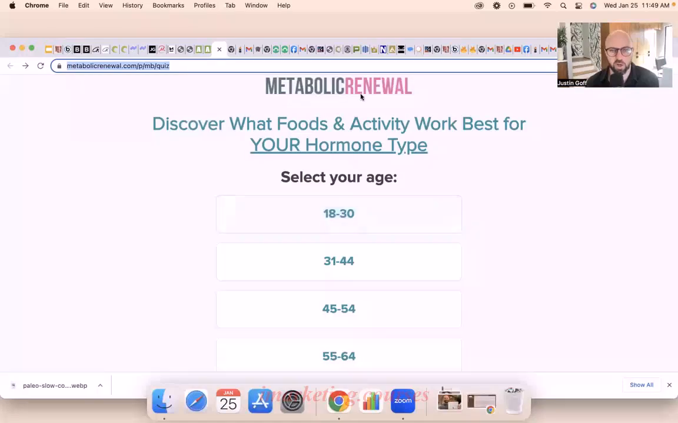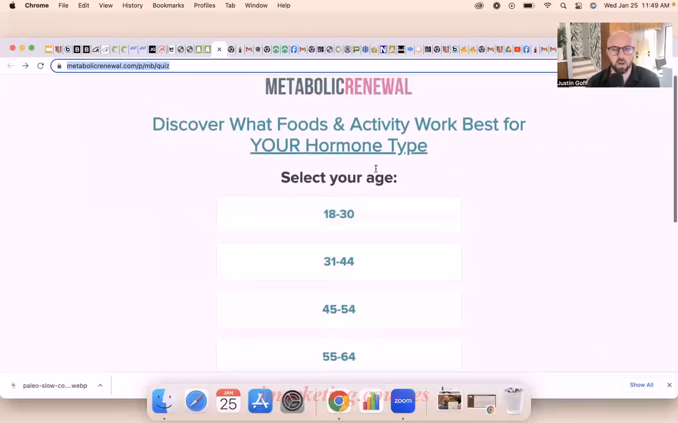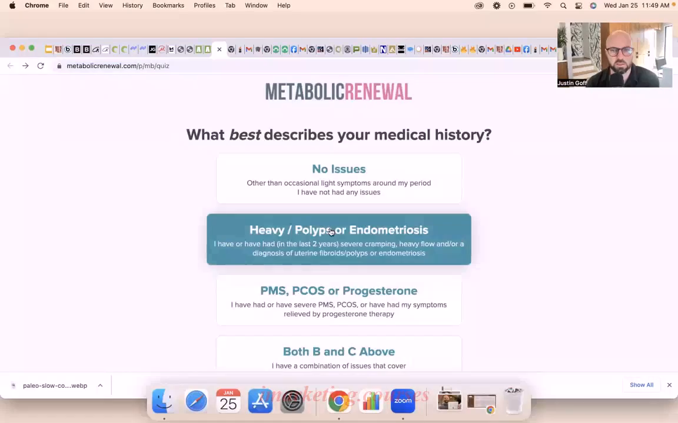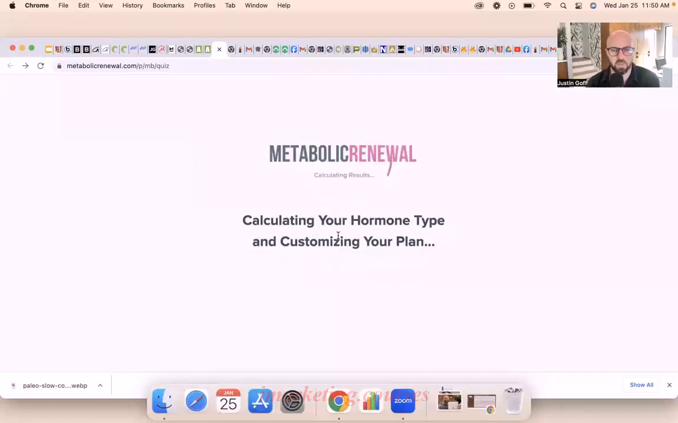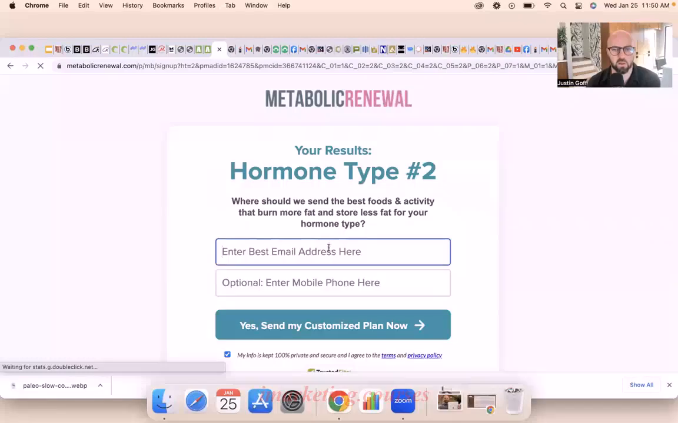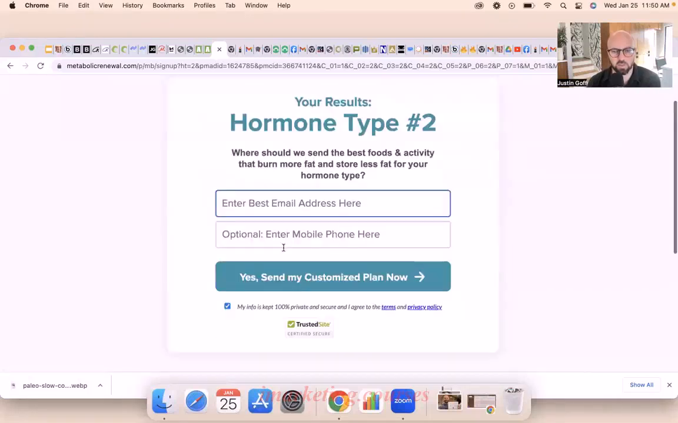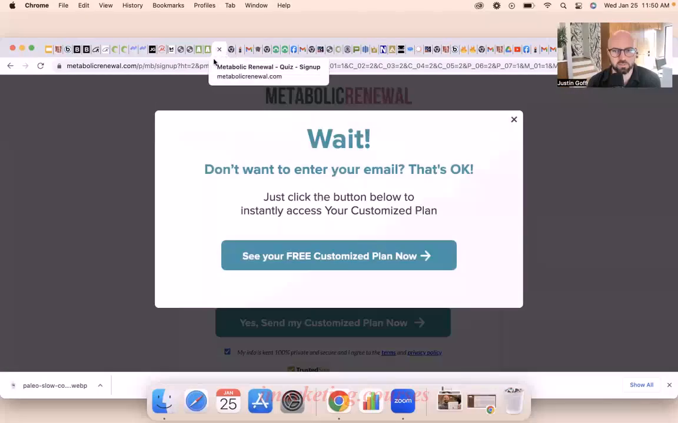Health and fitness quiz, Metabolic Renewal. They probably do thousands and thousands of leads a day through this quiz. I mean, they're just crushing it. I'll click through it real quick so you can see how it works. This is obviously targeted at women. So it's calculating your hormone type. Got some social proof in here of all the women they've helped. And then your result, hormone type number 2. Where should we send it? Basically, you need your name and email address, and they'll send it to you.